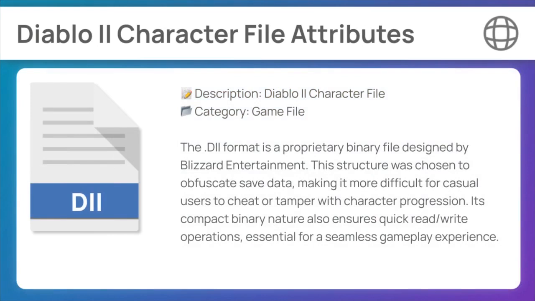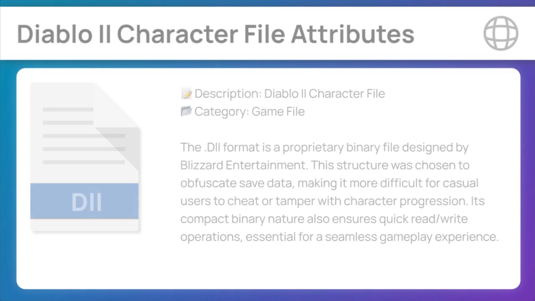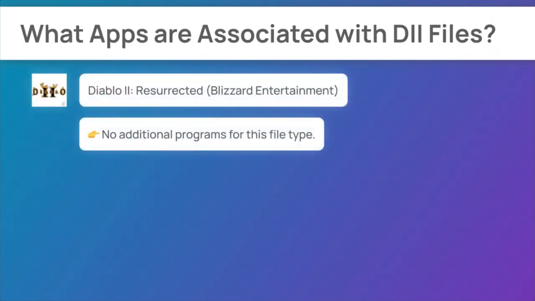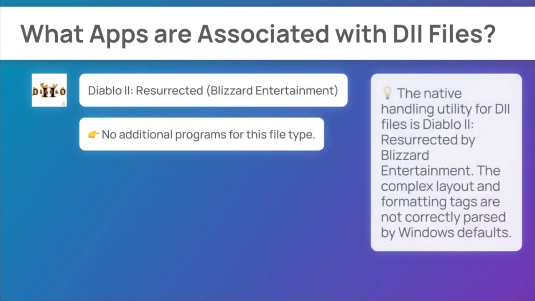This structure was chosen to obfuscate saved data, making it more difficult for casual users to cheat or tamper with character progression. Its compact binary nature also ensures quick read-write operations, essential for a seamless gameplay experience. The best utility for a reliable viewing of DII is known to be Diablo II: Resurrected by Blizzard Entertainment. The complex layout and formatting tags are not correctly parsed by Windows defaults. Windows cannot parse game-specific formats, so handling these files requires engine tools.